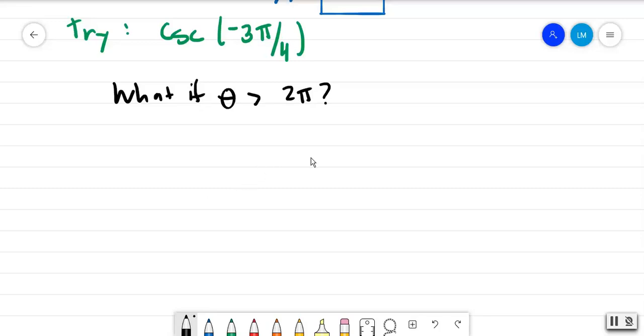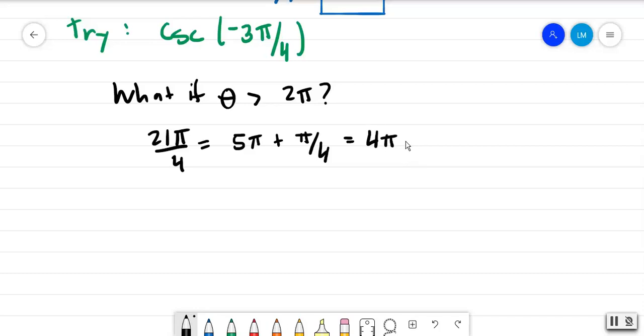So what if theta is greater than 2 pi? For instance, let's say that you have 21 pi over 4. One way to do this is to divide 4 into 21 pi. I know it's going to be 5 pi plus a remainder of pi over 4. But this doesn't really help me because the 5 doesn't really make sense. So in this case, I peel away a single pi so that it's in terms of an even number.